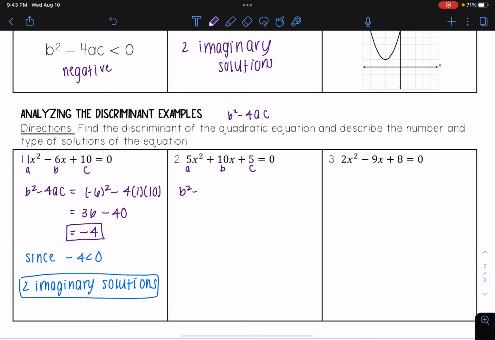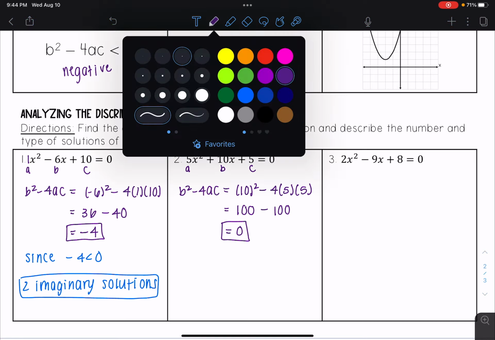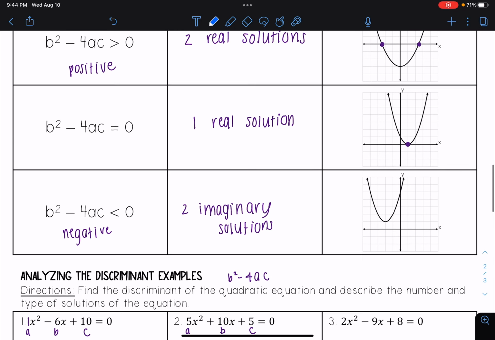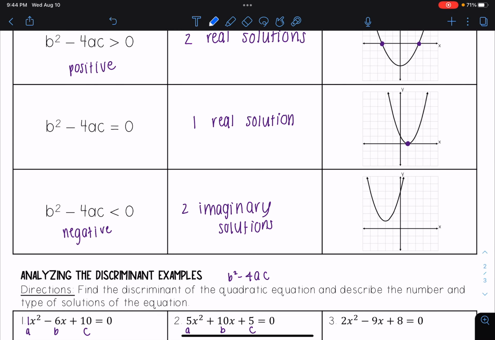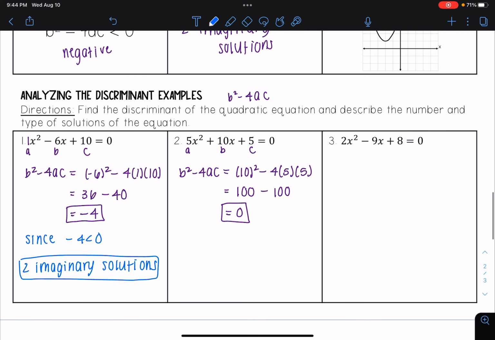So filling in b squared minus 4ac is going to equal 10 squared minus 4 times a, which is 5, times c, which is 5. 10 squared, I get 100, minus 4 times 5 is 20. 20 times 5 is 100. And 100 minus 100, I get 0. So my discriminant here is 0. And we see in our chart above that when our discriminant is equal to 0, this is going to be one real solution.